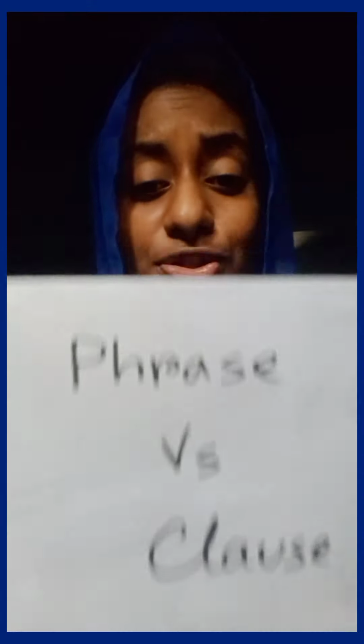So we're going to differentiate these two words, phrase and clause, and learn the main difference between phrases and clauses. So when it comes to phrases, the definition would be a group of words, okay? A group of words that makes sense but not complete sense. So a group of words that make sense but not a complete sense is known as a phrase.